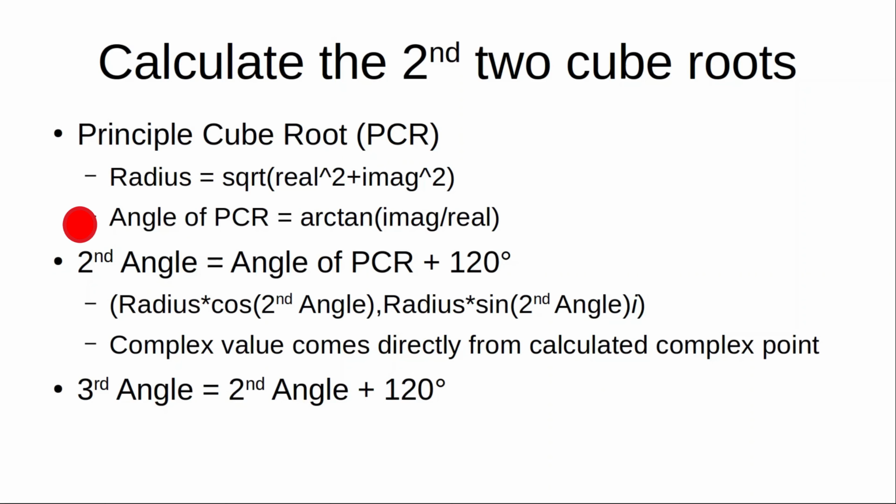Using that information, we can determine the second cube root by adding the angle of the primary cube root to 120. We can then determine the second point by multiplying the radius times the cosine of the second angle for x, and multiplying the radius times the sine of the second angle for the imaginary part of that point. From there, it's easy to turn that into a complex value, and that's our second cube root, and we repeat that process for the third cube root. So in that way, you can easily determine the second and third cube roots of a complex value.